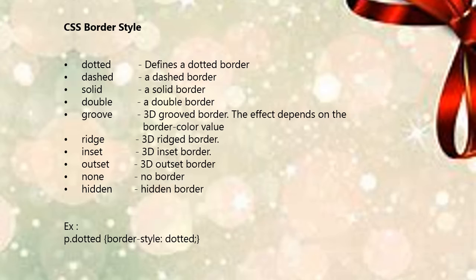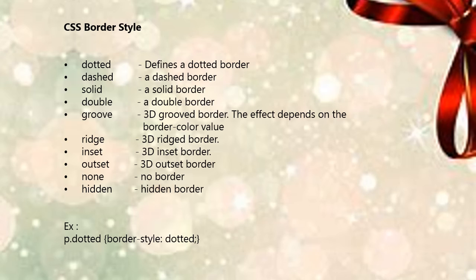Dotted defines a dotted border. Dashed, solid, double. Groove defines a 3D grooved border. The effect depends on the border color value. Ridge is a 3D ridged border. Again the effect depends on the border color value. Inset, outset, none. None defines no border. Hidden means the border will be hidden.